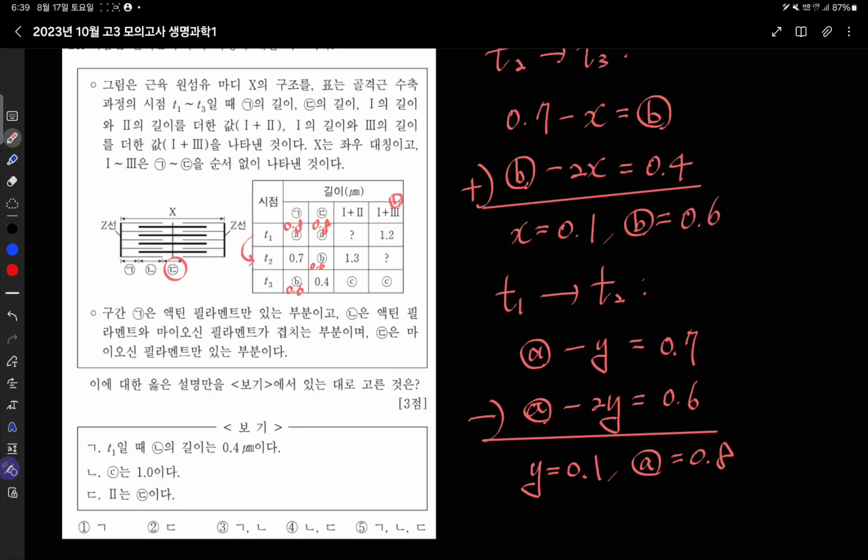And then the sum of the first and third part at T3 is 1.0. So the value of C is 1.0. So the overlapping region should be 0.4 to make 1.2. So if it's at the 0.8 and 0.4, the sum is 1.2.